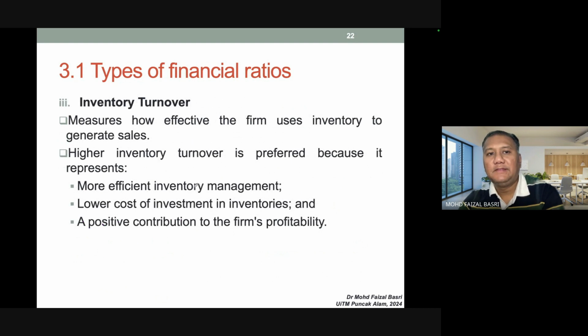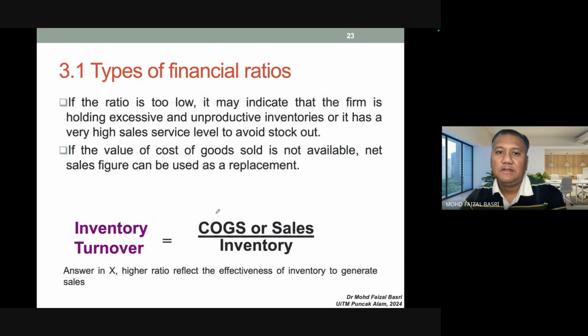Okay, number 3 is inventory turnover. Inventory turnover measures how effective the company uses its inventory to generate sales. Right, so again, the answer will be in times. The higher the ratio reflects effectiveness of inventory to generate sales, the usage of inventory. So this ratio is quite special a bit because this is the only turnover ratio, kita ada 4 tadi kan, that we are going to use cost of goods sold. Sales ni ada, tapi sales ni secondary. We are going to use cost of goods sold instead of sales.